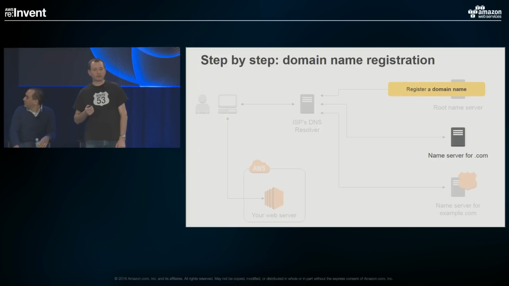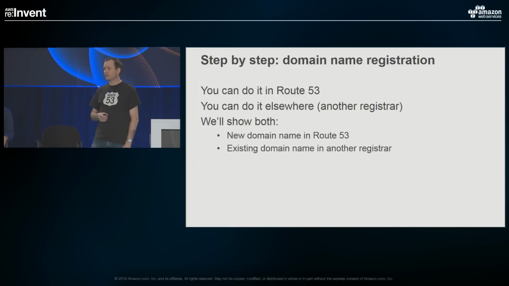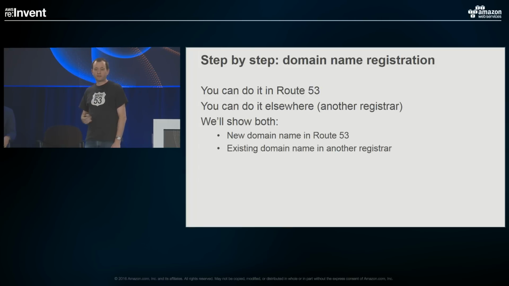The first step is going to be registering a domain name. Now, Route 53 actually provides a domain name registrar within the Route 53 console and API. So you can register new domain names directly in Route 53. We'll show a brief overview of how to do that. You can also register a domain name somewhere else. There's many well-known registrars that you can use, and you can then connect those to Route 53. We'll show both techniques.